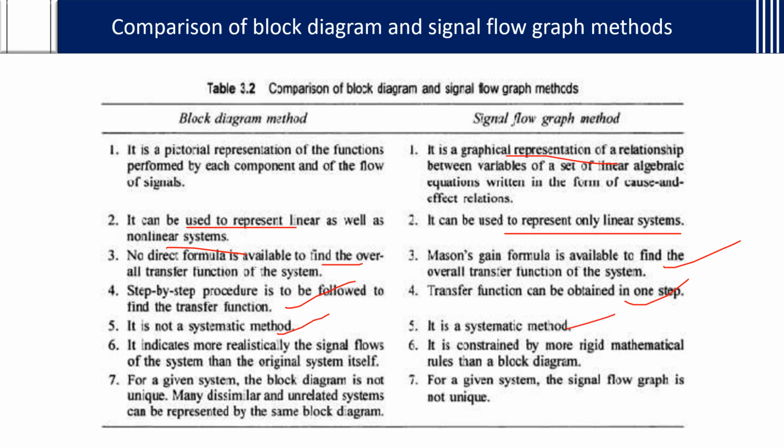The block diagram indicates more realistically the signal flows for the system than the original system itself. The signal flow graph is constrained by more rigid mathematical rules than the block diagram. Here only block diagrams are there. Here, using the mathematical expression, we will find the result. Then, for a given system, the block diagram is not unique. Many dissimilar and unrelated systems can be represented with the same block diagram. Yeah, for a given system, the signal flow graph is not unique. Okay, same. Here it is not unique. We just compared both, how we got the block diagram and the signal flow graph. Just to help you understand, I have put this also.